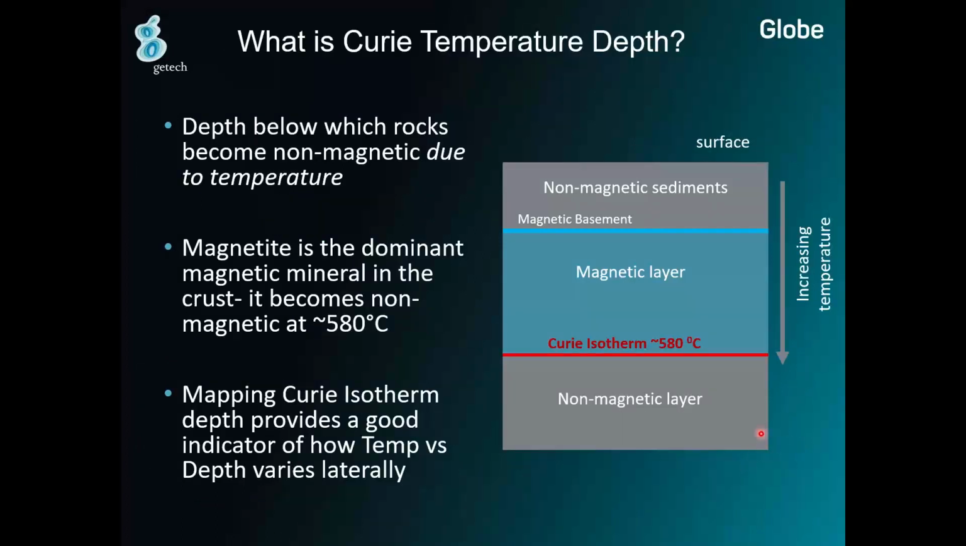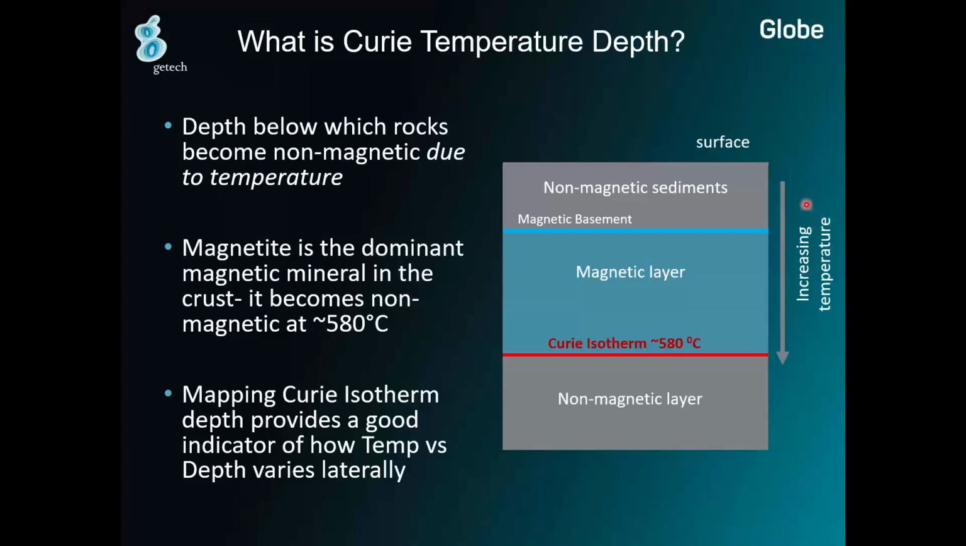So what is the Curie temperature depth? Essentially, it's the depth below which rocks become non-magnetic due to temperature. Any magnetic material, if you heat it up, will reach a point, the so-called Curie point or Curie temperature, at which it essentially stops being magnetic, stops being able to maintain magnetization. And for magnetite, which is a dominant magnetic mineral within the crust, that is at about 580 degrees C.